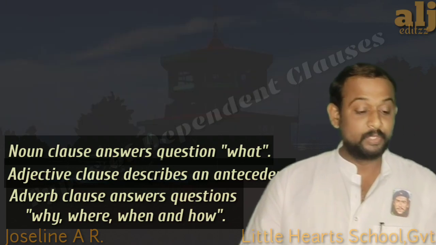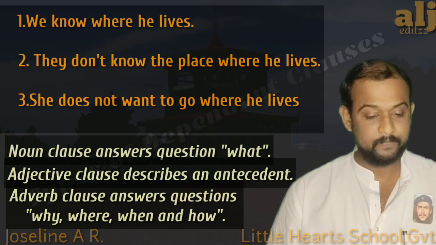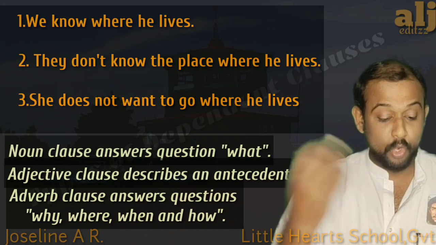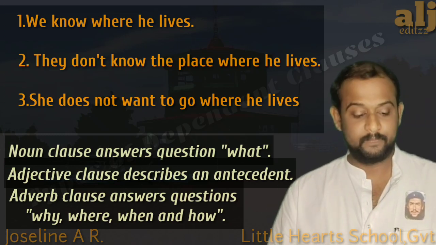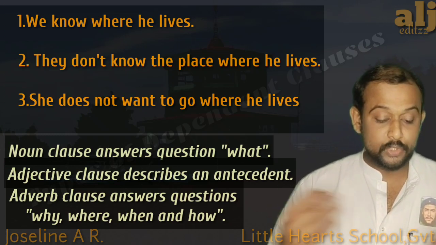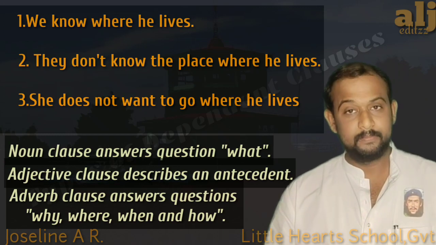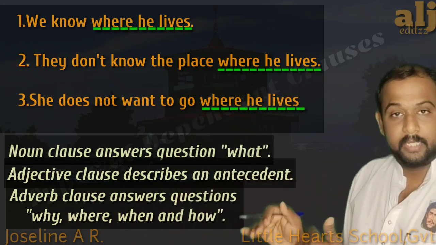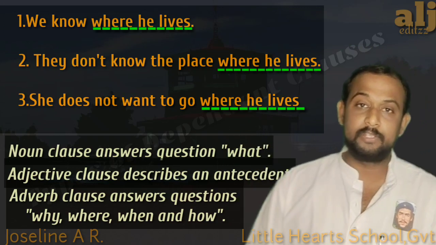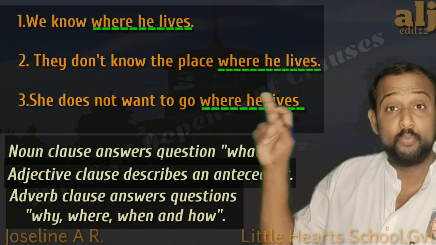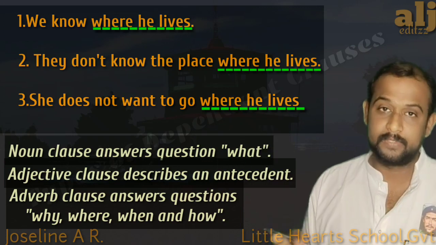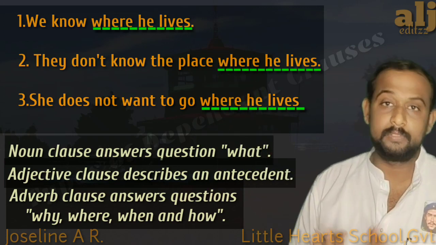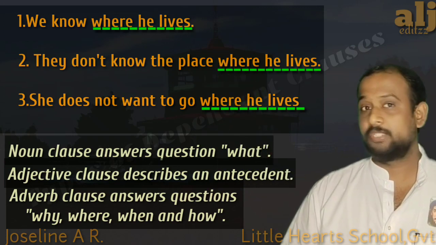One more example. We know where he lives. They don't know the place where he lives. Third one. She does not want to go where he lives. See, where he lives, in all the three cases, is the subordinate clause because the subordinating conjunction where introduces the clause. So all the three are subordinate clauses, dependent clauses, right?